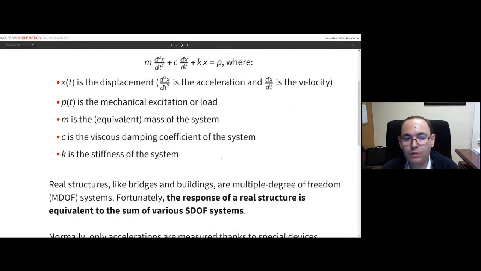So what happens with real structures like bridges and buildings? That they are multiple degree of freedom systems. And fortunately for everyone that has to solve this equation, the response of a real structure is equivalent to the sum of various simple single degree of freedom systems.